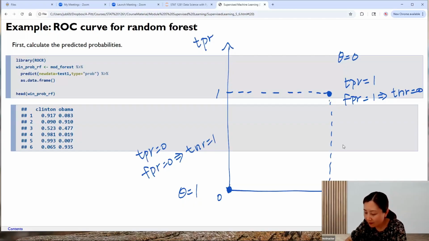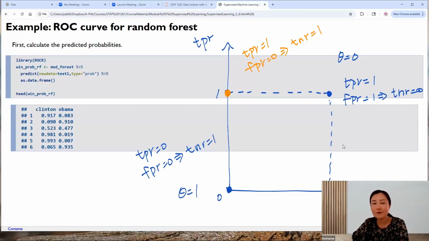And now let's consider this point. Let's use a different color. True positive rate is 1. This is good. And then false positive rate is 0 at this point. Consequently, true negative rate is equal to 1. So this is the ideal point when true positive rate and true negative rate are both equal to 1, which is the ideal case. Unfortunately, as I said, it never happens. You can try to approach this point, but it will never happen.